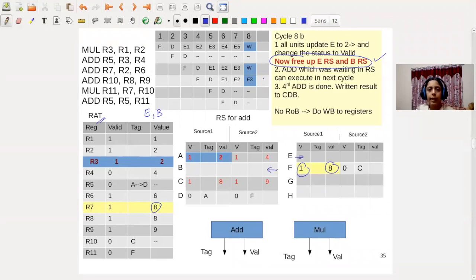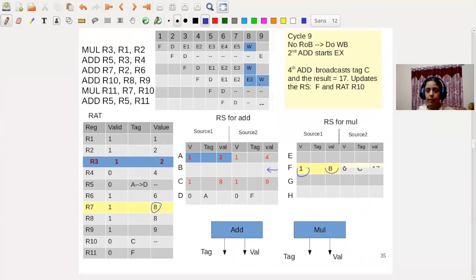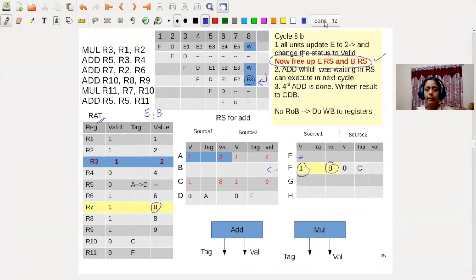In the meantime, in this cycle, the fourth instruction has also completed its execution. It is in its E3 stage, and its value is going to get returned to the CDB. So these are the changes happening in this cycle 8, and I'm going to describe the next cycle onwards in the next slide.